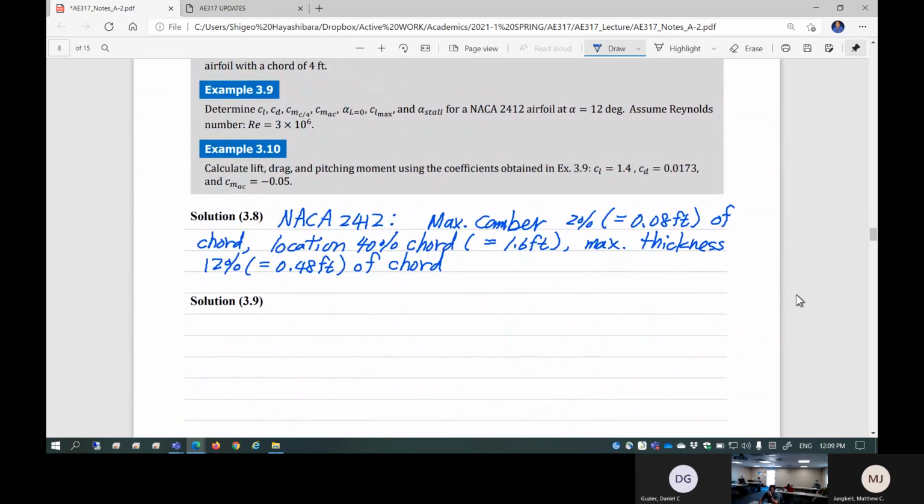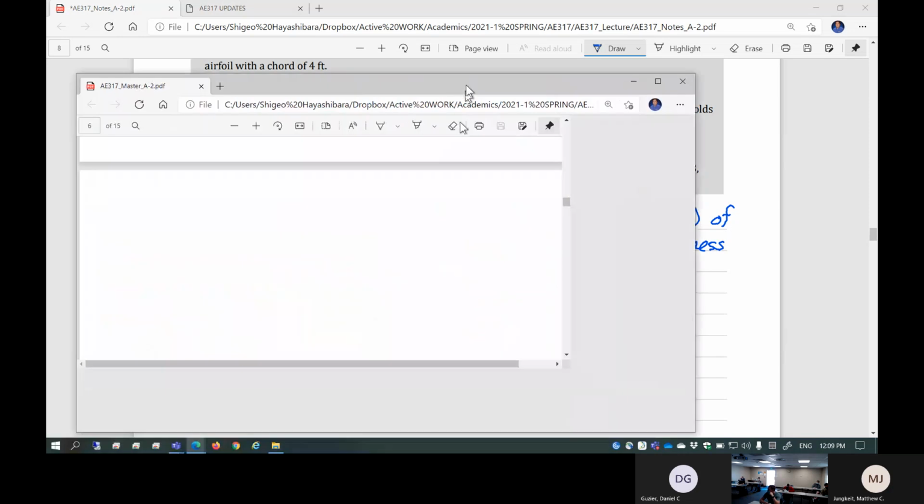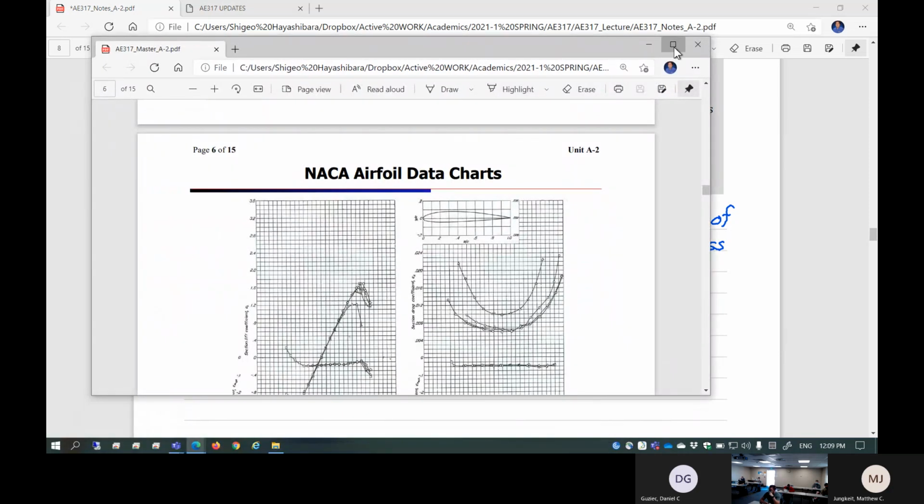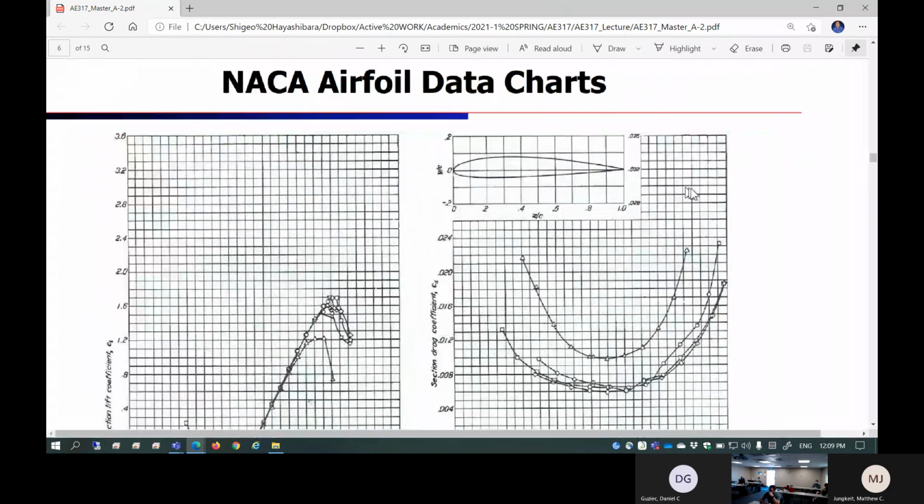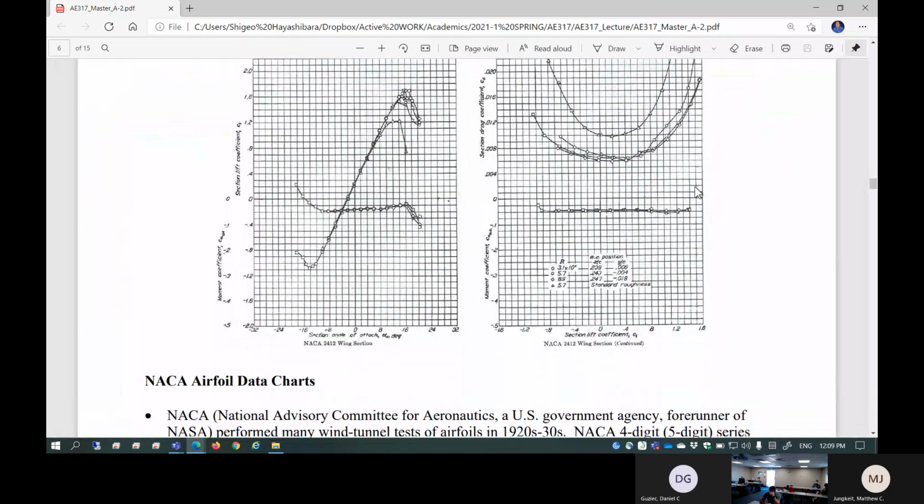Example 3.9. Determine CL, CD, CM quarter chord, CM AC, alpha zero lift, CL max, and alpha star for a NACA 2412 airfoil at an angle of attack of 12 degrees. Assume Reynolds number 3 times 10 to the 6. Let's just do that. Each person take a look at page 6, which is NACA 2412. Here we go. I'm going to zoom in. So this is the NACA 2412 airfoil.